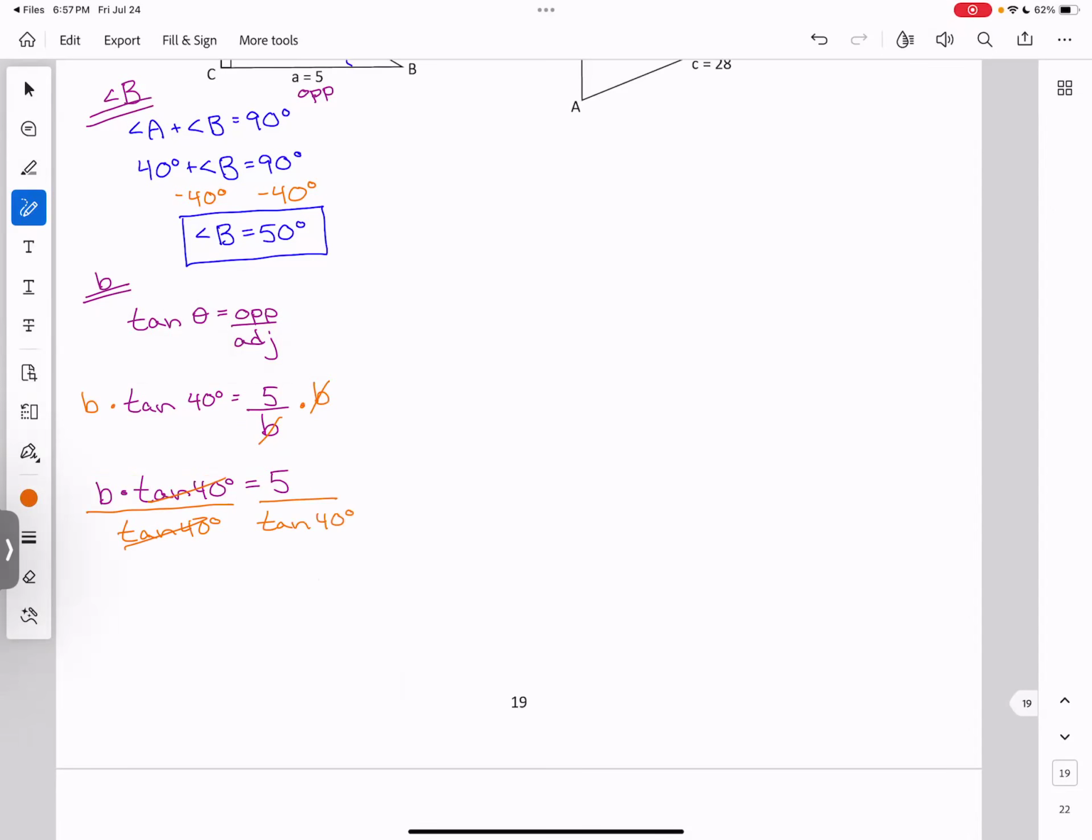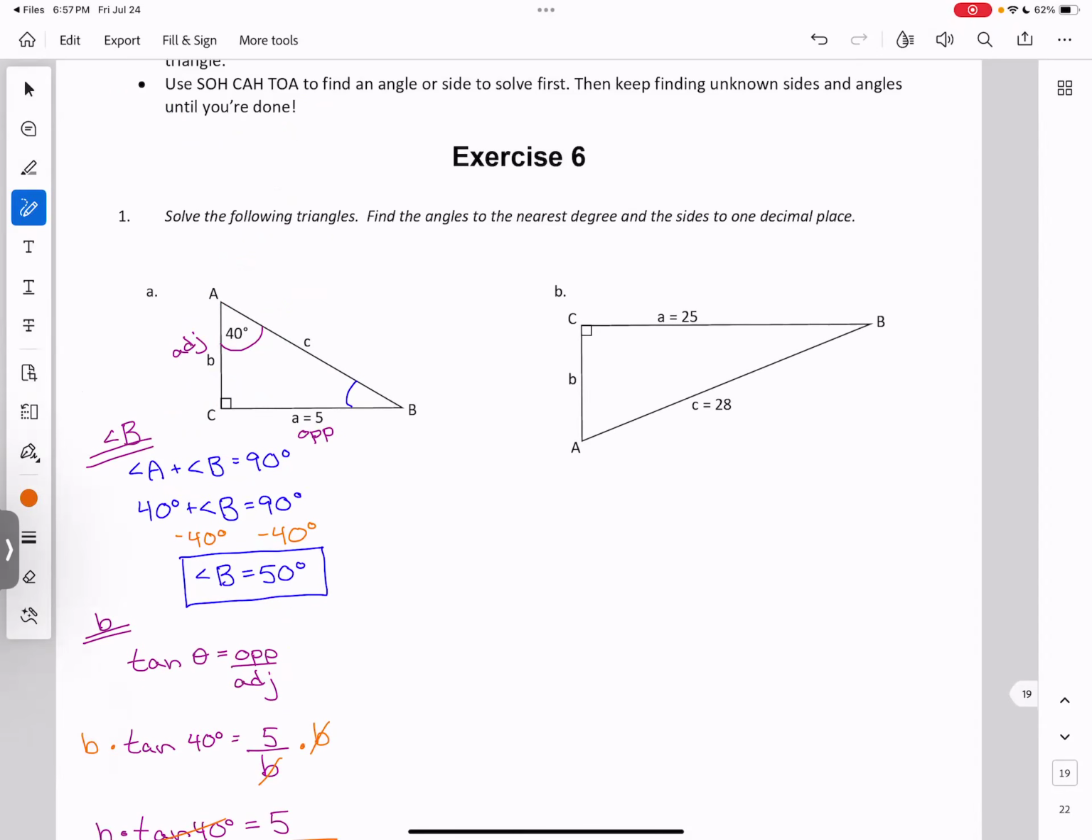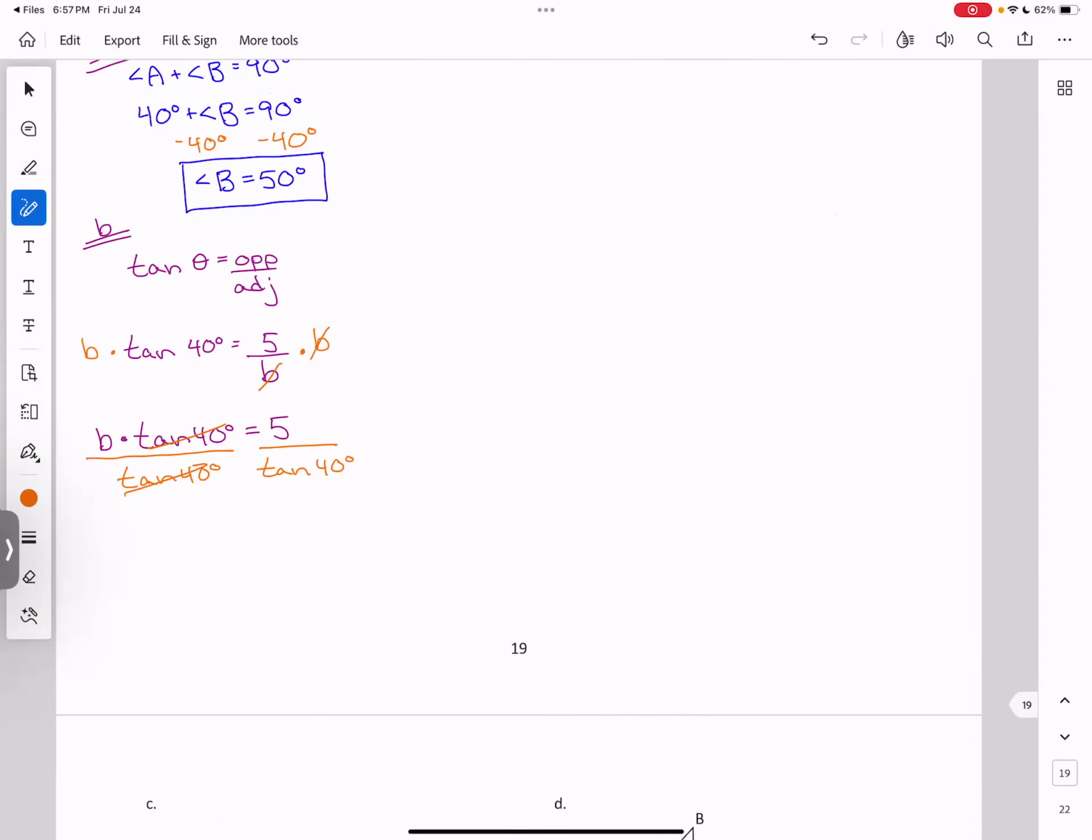And pay attention to your rounding instructions. Here it says angles to the nearest degree, sides to 1 decimal place. So if I round to 1 decimal place, I end up with 6.0 here. So b equals 6.0.